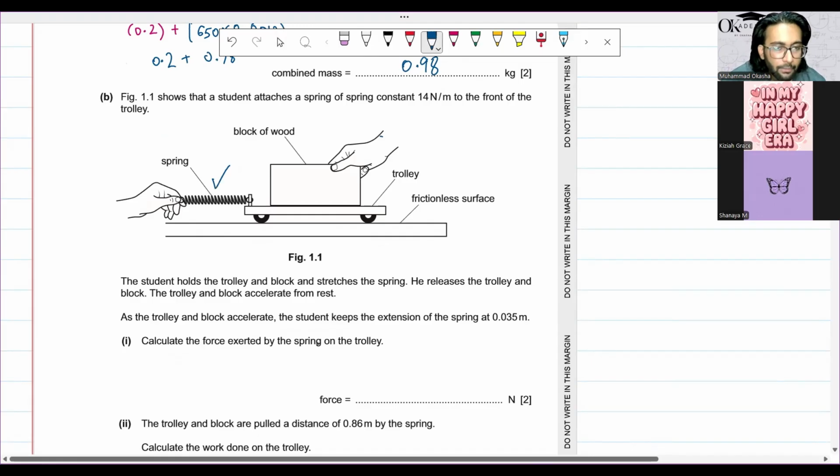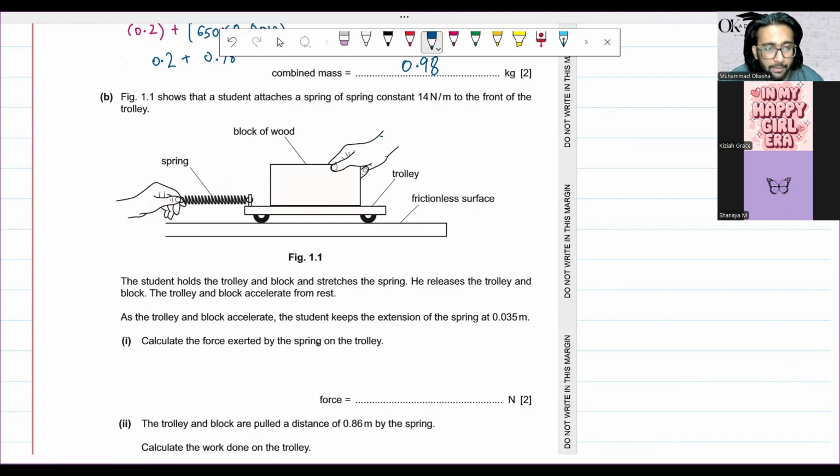So I attached a spring over here. The student holds the trolley and block and stretches the spring. So the spring is stretched. He releases the trolley and the block, and the trolley and the block accelerate from rest. He first pulls it back so that the spring is stretched, and then once he releases it, the trolley and the block accelerate towards the spring.